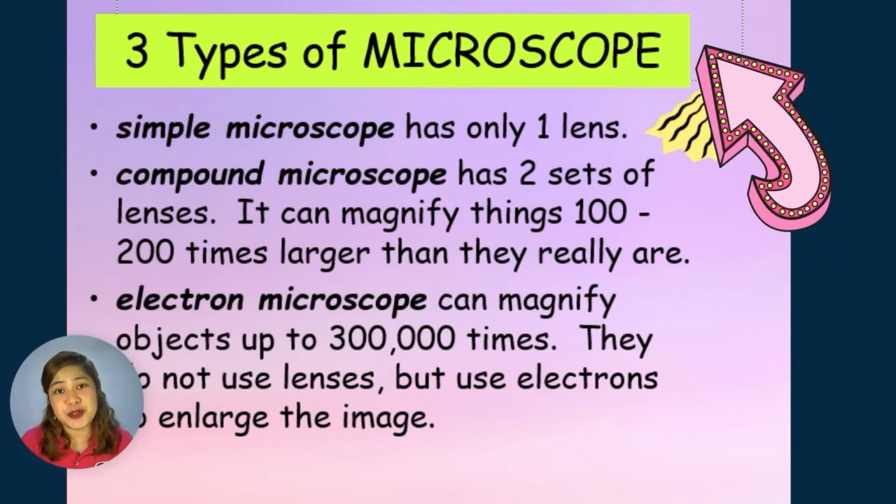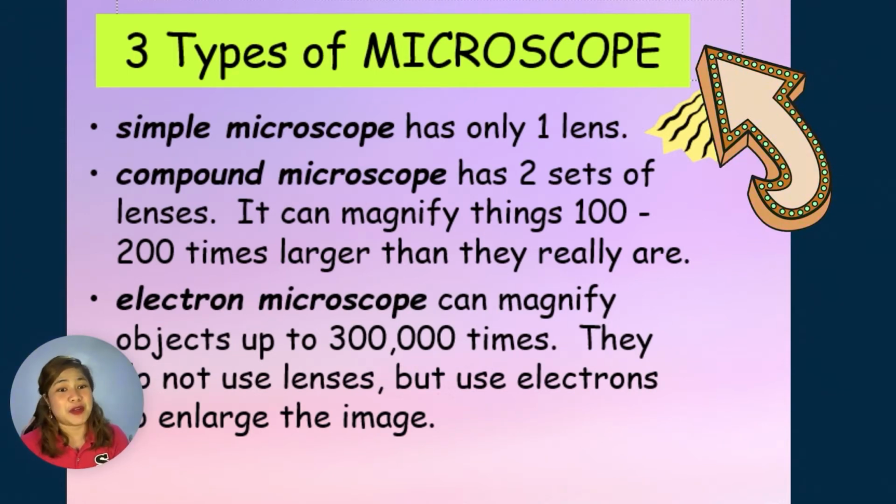Before we discuss the function of each part, I'll just introduce to you the different types of microscopes. As we all know, there are different types of microscope. These are the simple microscope, which has only one lens. The compound microscope has two sets of lenses, and it can magnify things 100 to 200 times larger than they really are. This is the microscope that we have in our school science laboratory.